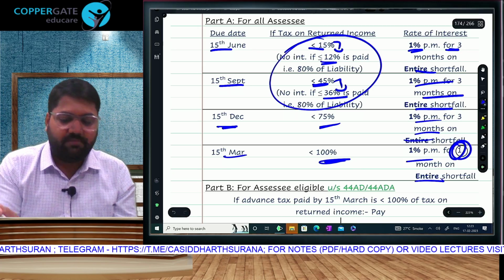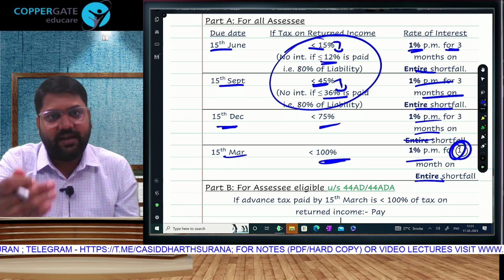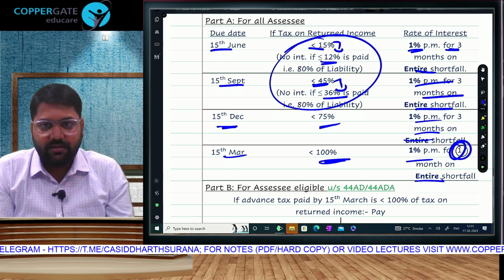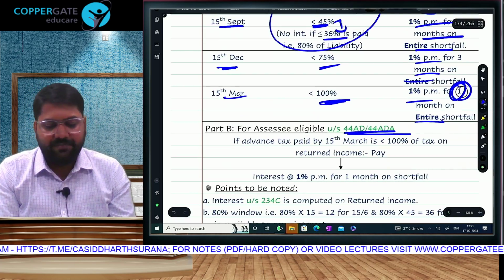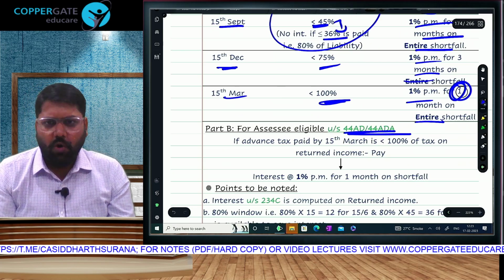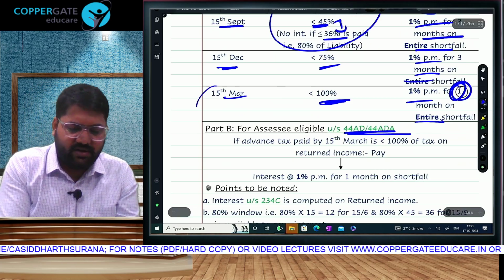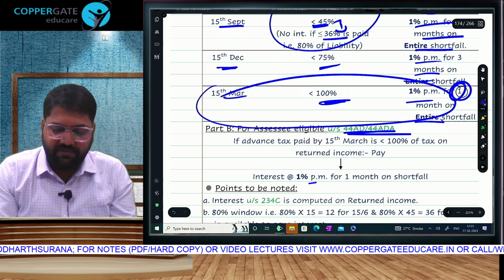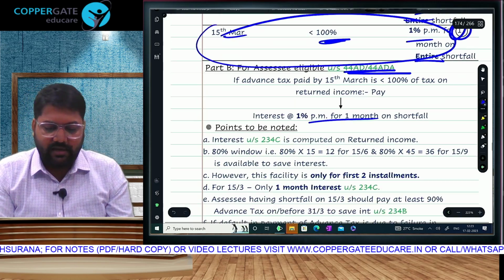And in the first 2 installments, in place of 15 you can pay 12 and in place of 45 you can pay 36. But for people who fall in presumptive taxation, as we right now saw, only the last installment is applicable, then only this calculation will be done. Only 1% for 1 month of interest will be calculated.